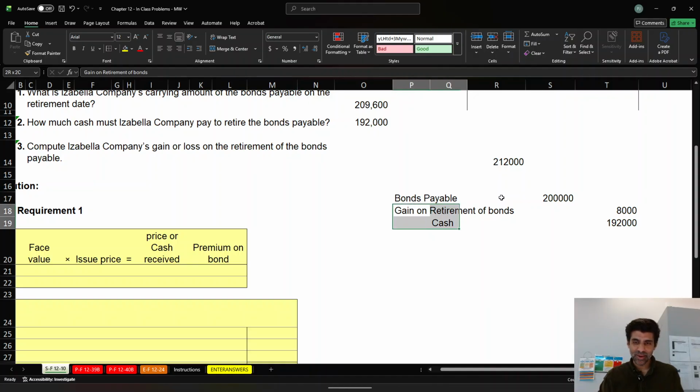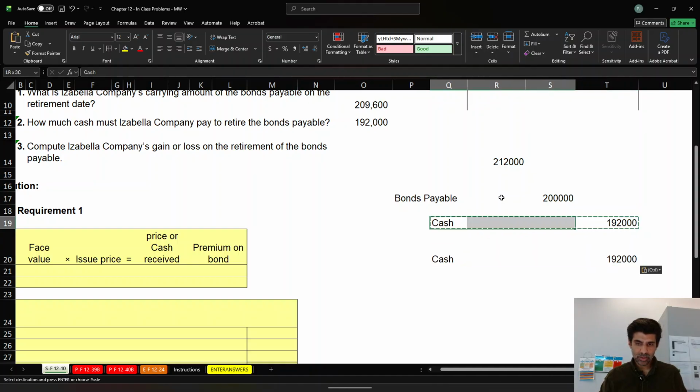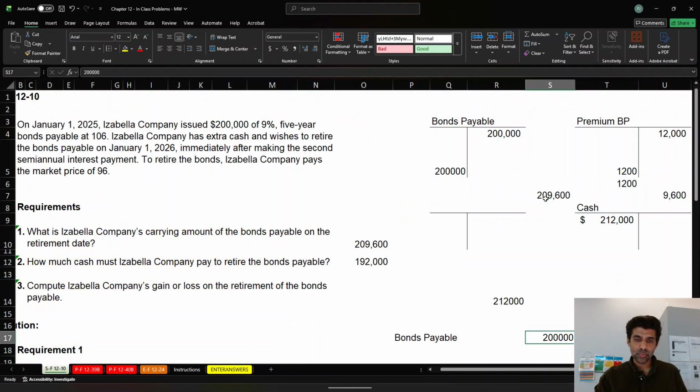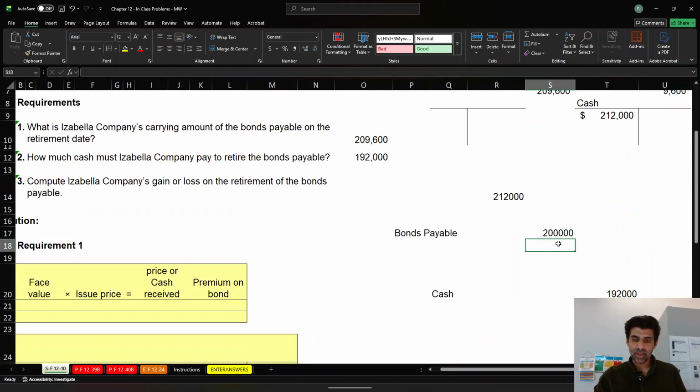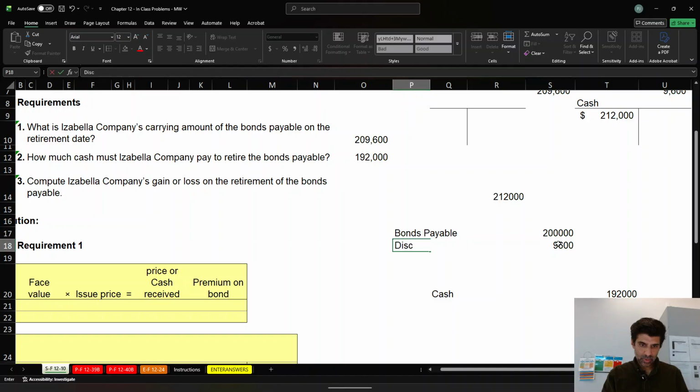And I just did that. Actually, hold on. I messed something up. What did I mess up? The amortization. Exactly. I did not yet close out the amortization. Okay. So I closed the bonds payable, but I still have a balance here. So I also need to debit this, 9,600. Or premium, sorry. Premium on bonds payable.